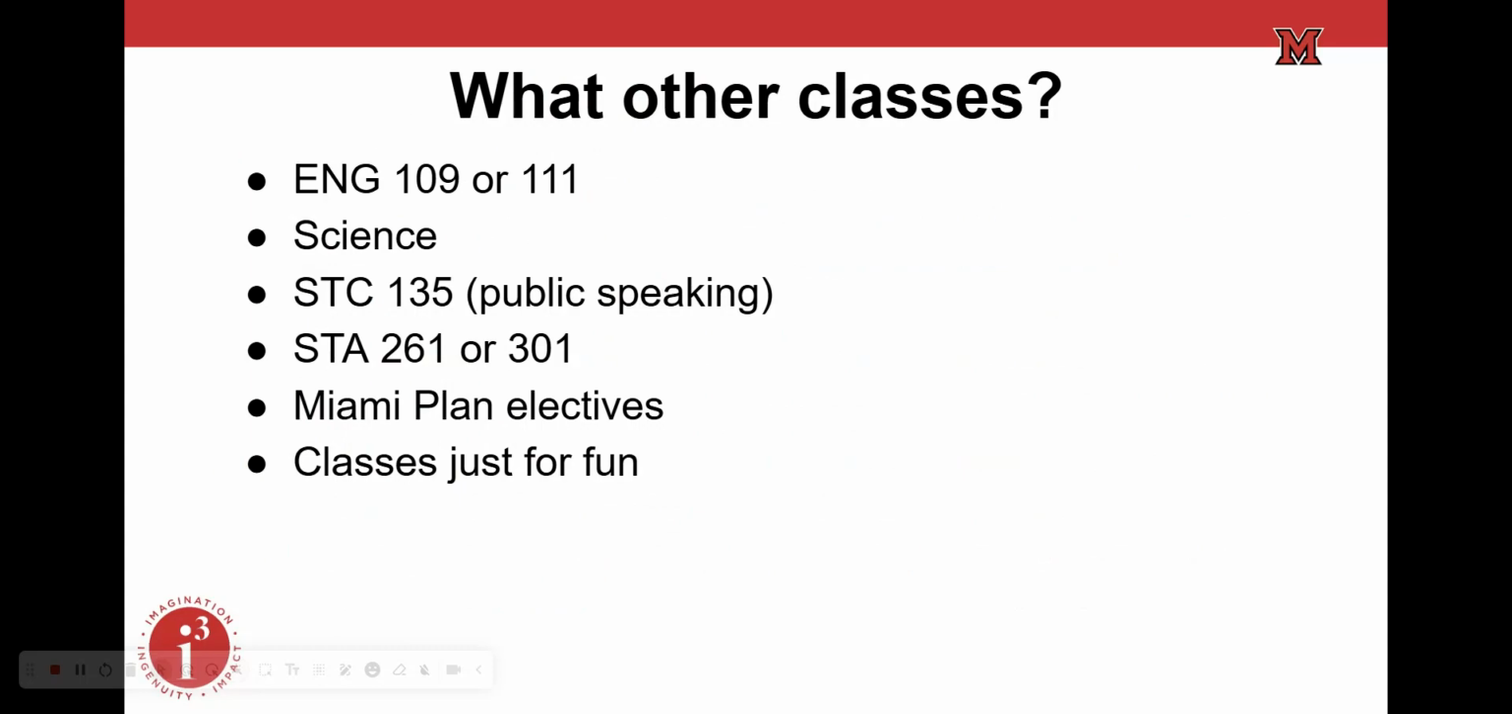What about some other classes? You could take English 111 if you have not gotten credit for English yet. Your science classes, you also have to take STC 135, which is your public speaking class, your stats class, Miami Plan classes, and classes just for fun are some other options.